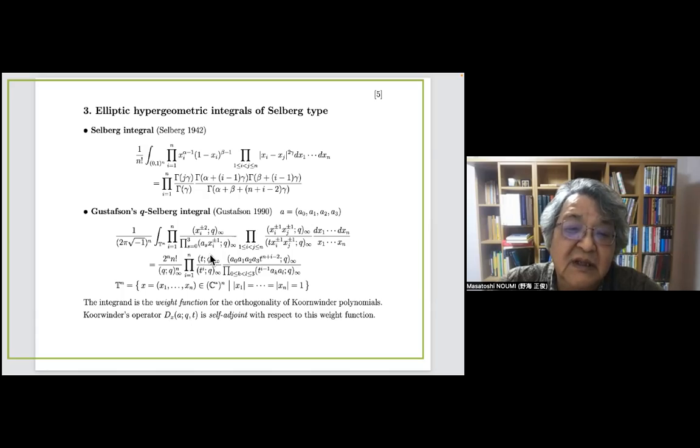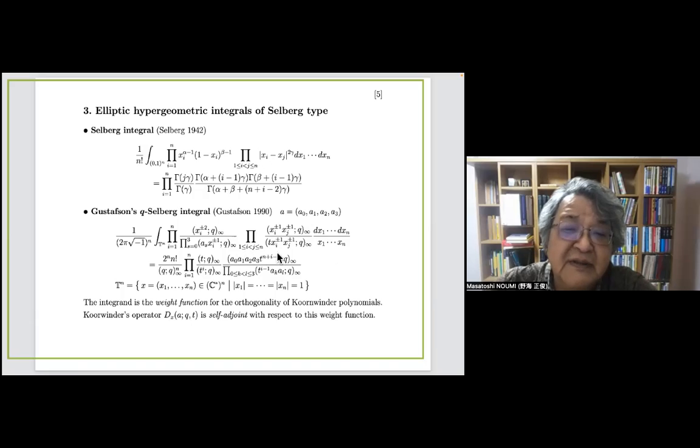4 times 2 times n q infinite products like this. This part corresponds to the multiple beta integral part, and this part corresponds to the power of the difference products part. Although this is a BCn version, it's hard to say why this is a good extension to the q integral case.